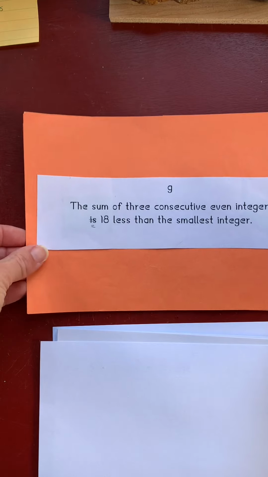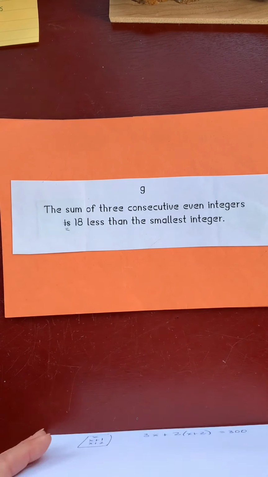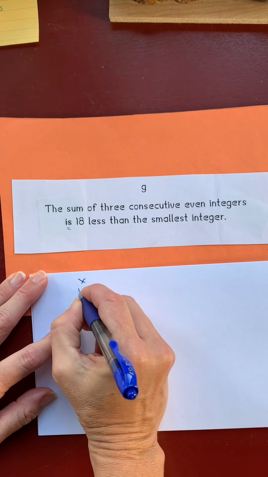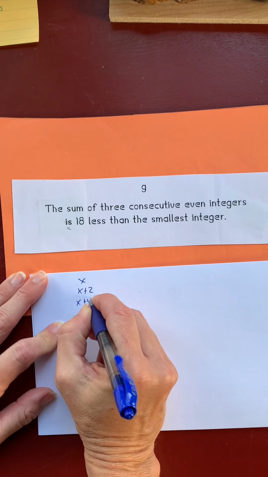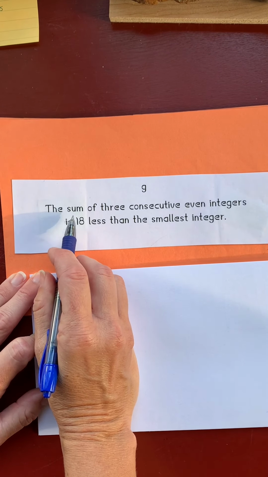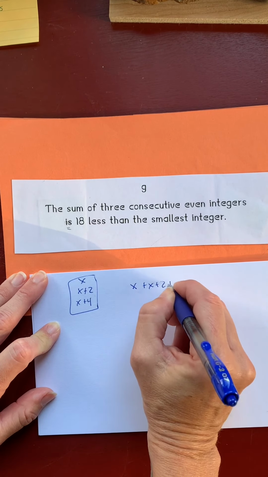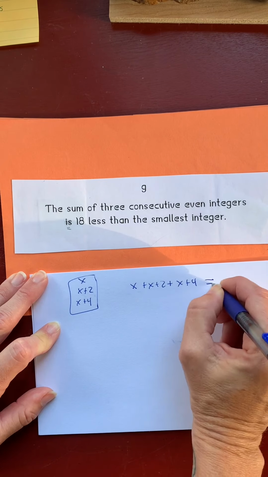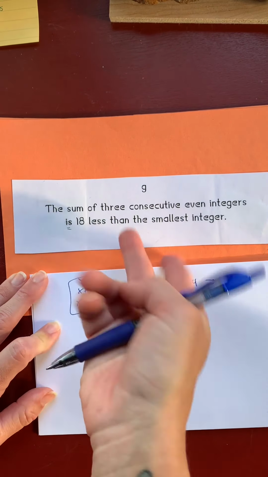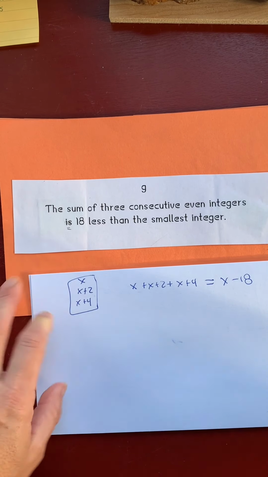All right, let's do a couple more. Pause it, come back, check it. The sum of 3 consecutive evens. So now they put the word sum in the beginning. I'm going to have to pay attention to that. The sum of 3 consecutive evens, so the first one and the second one and the third one, equals 18 less than the smallest. Less than, switch the order. There's the equation.